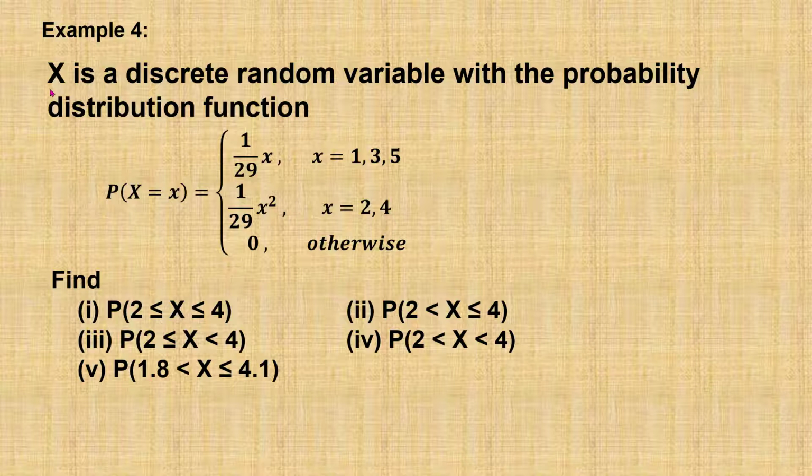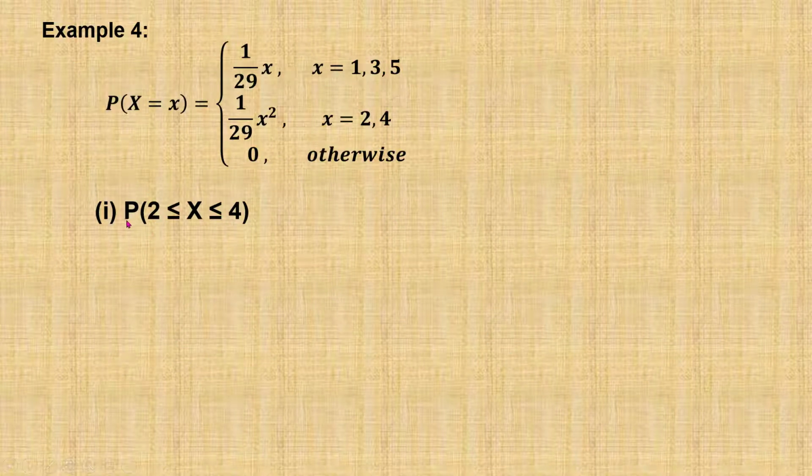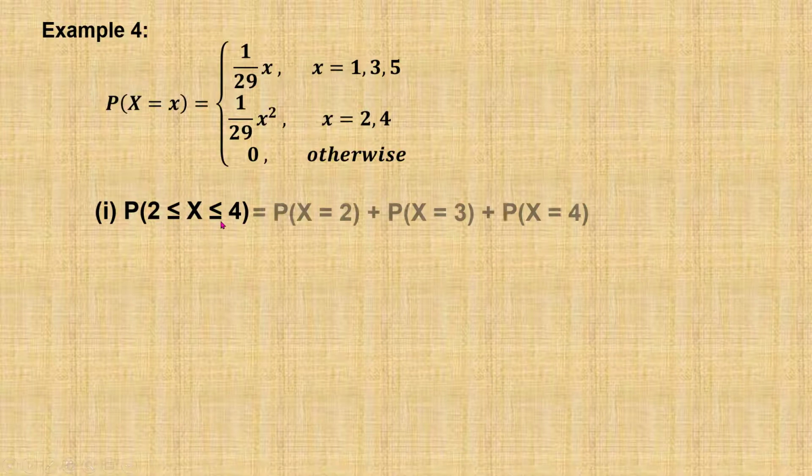Now let's look at this example. X is a discrete random variable with the probability distribution function given here. Now find the probability for each part of this question. First, to find the probability of x between 2 to 4, included 2, included 4, which means that x is equal to 2, x is equal to 3, and x is equal to 4.